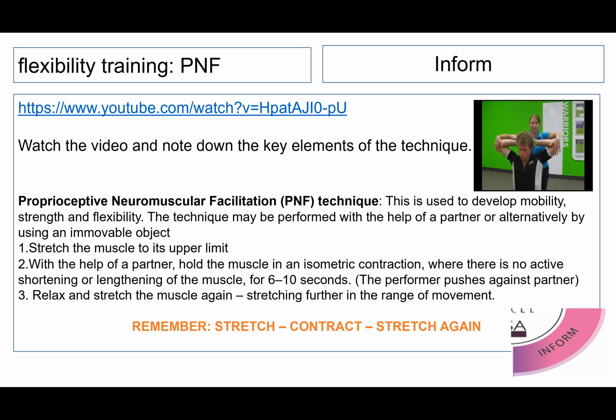The last bit of this would be to relax and stretch the muscle again, stretching further in the range of movement. So you relax for a little bit at the end, and then you try and stretch it as far as you can again, but this time trying to go further. After a few attempts you'll see that you get a bigger range of motion. Watch the video and there'll be some great examples there to get that visually in your mind.